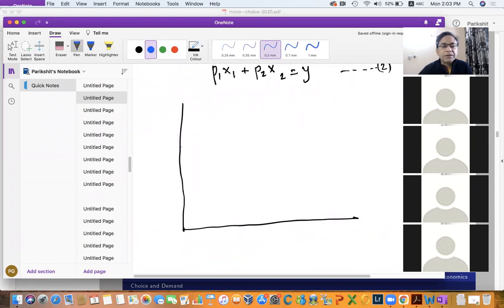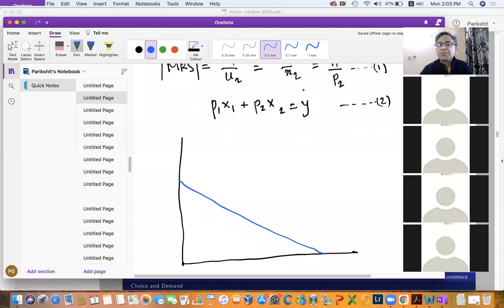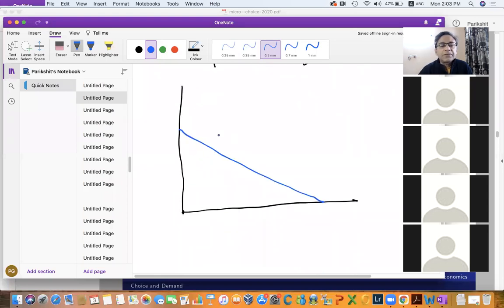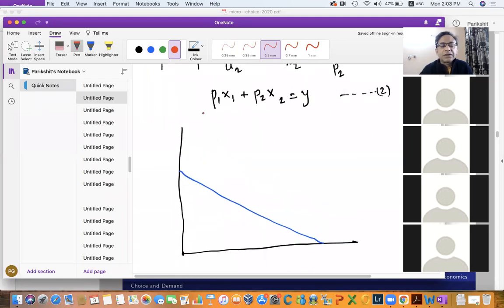There's some budget line. Now, this condition identifies a point of tangency, but what do the indifference curves look like for this utility function? Concave. Quarter circles. They are concentric circles with center at 0. Yes. So the tangency will basically be something like this.